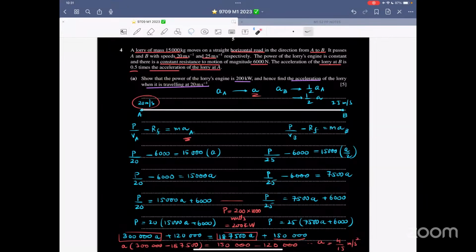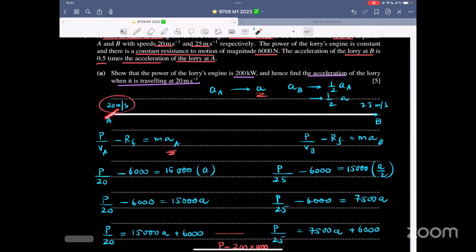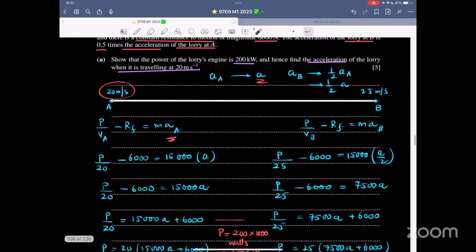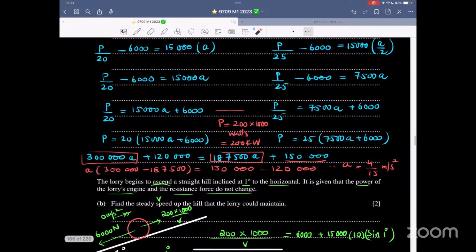Okay, so now it says, make an equation for each. At this instant, power over speed minus resistive force is mass into acceleration. Power over speed at B minus resistive force is mass into acceleration. So it's a very, very nice question. Not difficult, but an elaborate one. Two unknowns, two equations. Simplify.